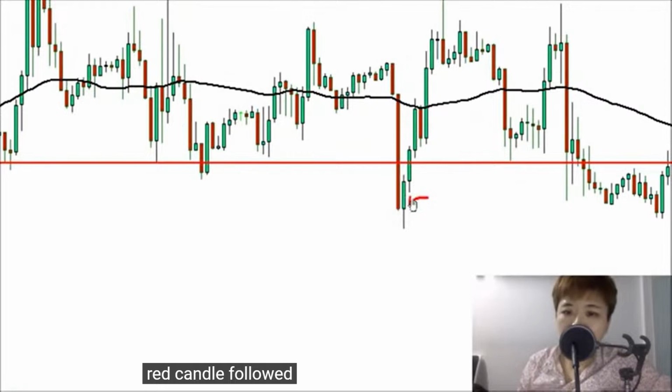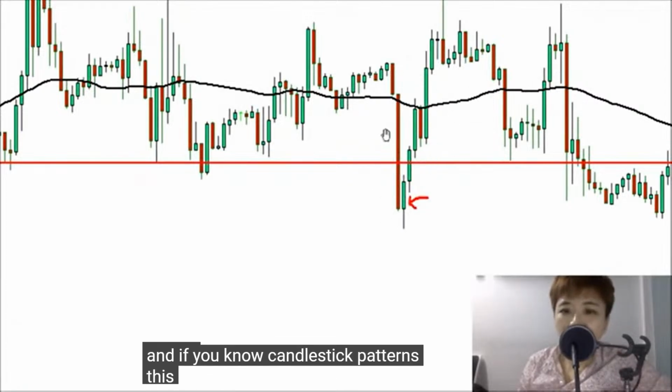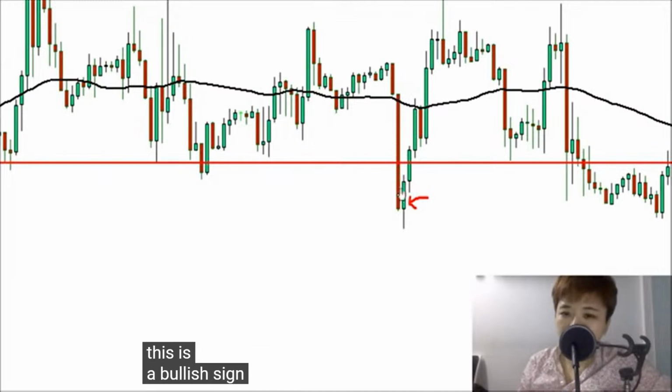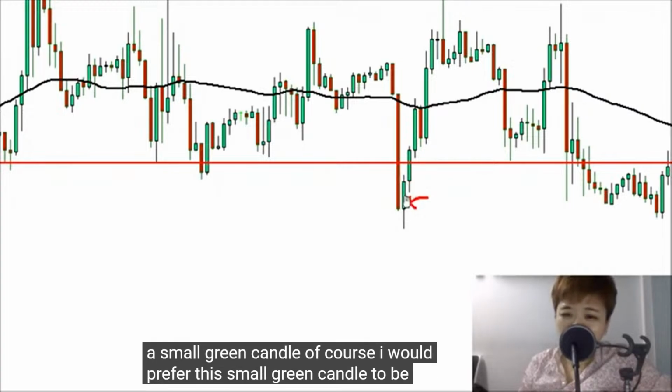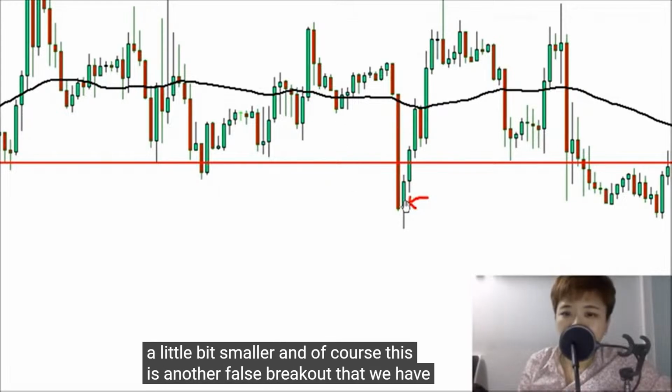red candle followed by a small green candle. And if you know candlestick patterns, this is a bullish sign. A big red candle followed by a small green candle. Of course, I would prefer this small green candle to be a little bit smaller. And of course, this is another false breakout that we have.